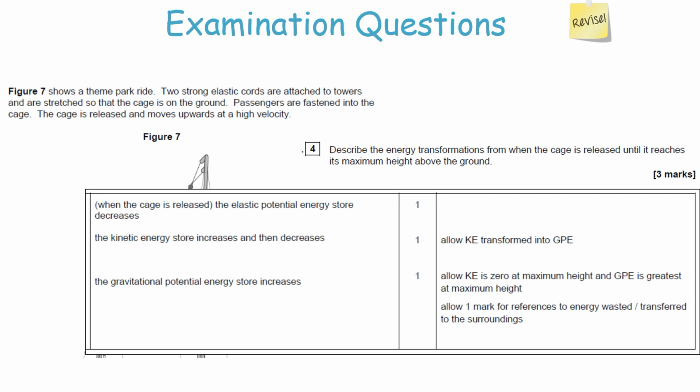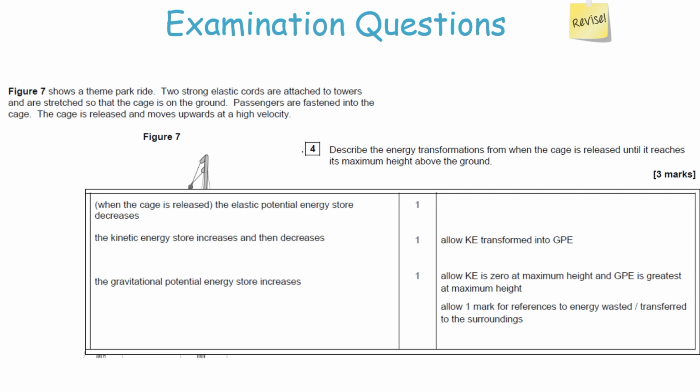Now, the second thing to note is that the cage is now moving, so therefore it indicates to you that the kinetic energy store is increasing. However, it then will decrease because it will then slow down as it moves upwards. Now, the third thing is that the actual device is moving upwards, so that's going to also increase its gravitational potential energy. Now, you can also say for another mark that some energy is dissipated to the internal energy of the surroundings.